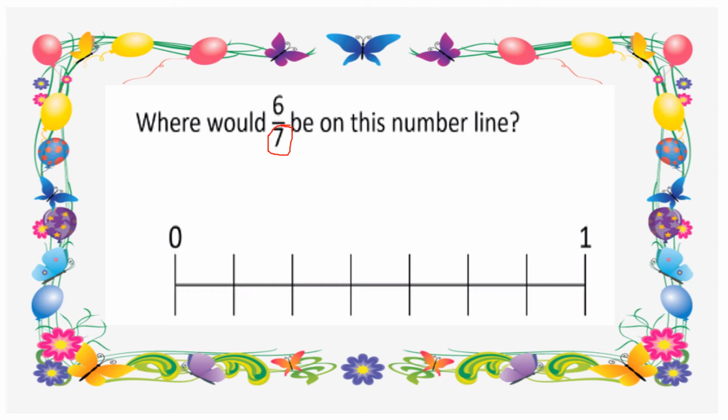Let's count together. We have 0 and then 1/7, 2/7, 3/7, 4/7, 5/7. Hooray! 6/7 is going to be here. If you said it was going to be here, well done. Yes, our 6/7 is going to be right here.